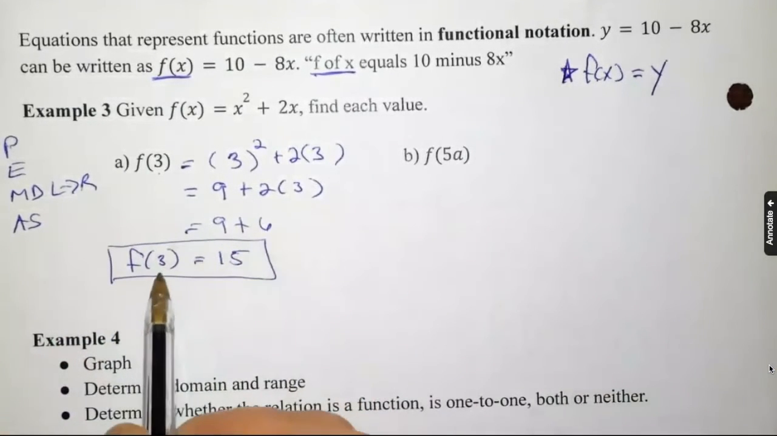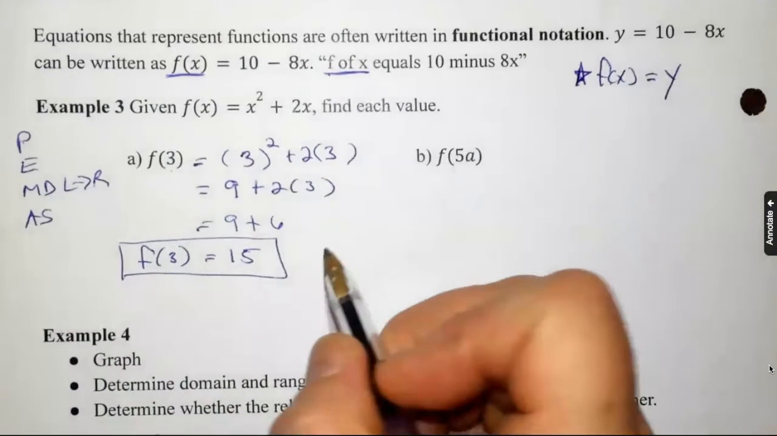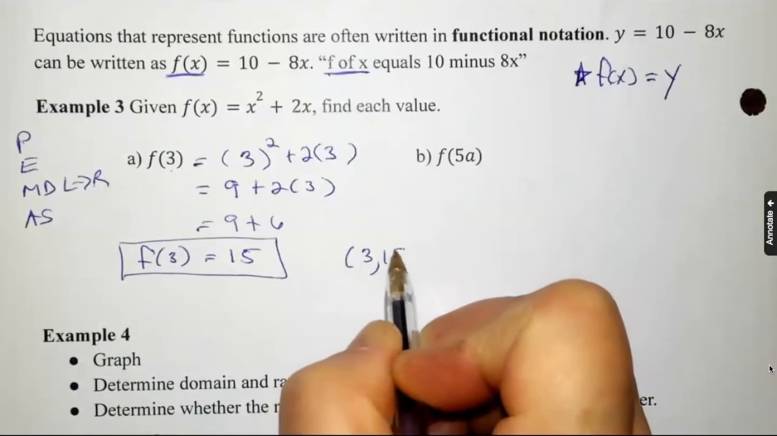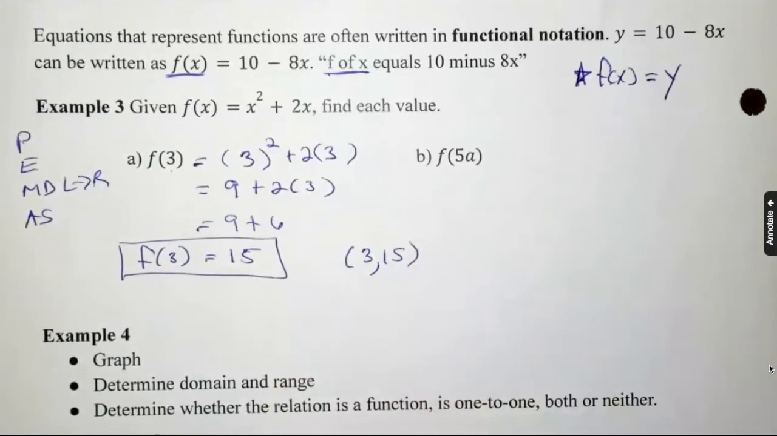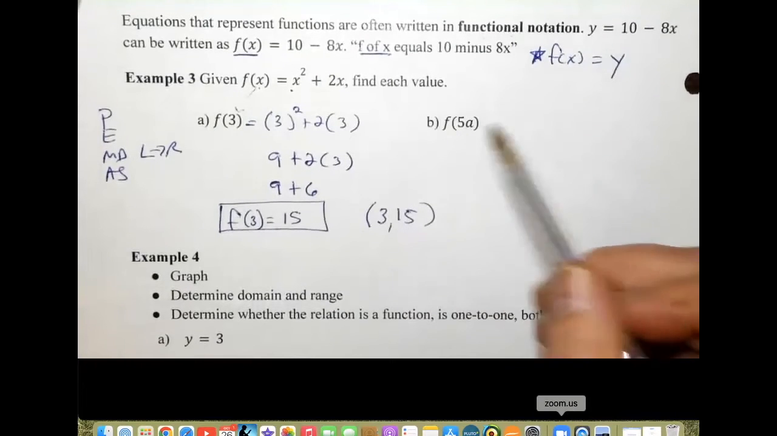When I substituted in x was 3, I found that y was 15. Another way to look at this is that when x is 3, we just found that y is 15. It is an ordered pair that I could plot on a graph. I substituted in x, and it gave me the y value. All right, let's try the next one, f of 5a.